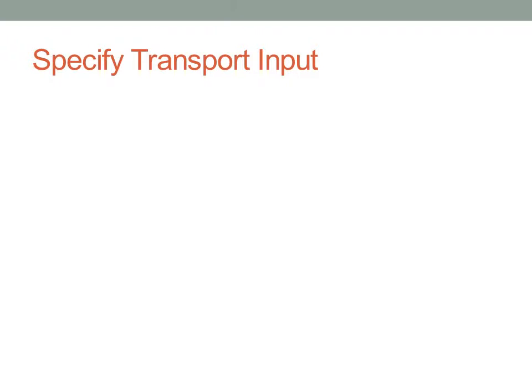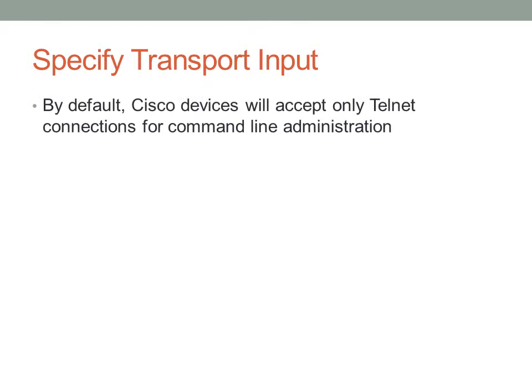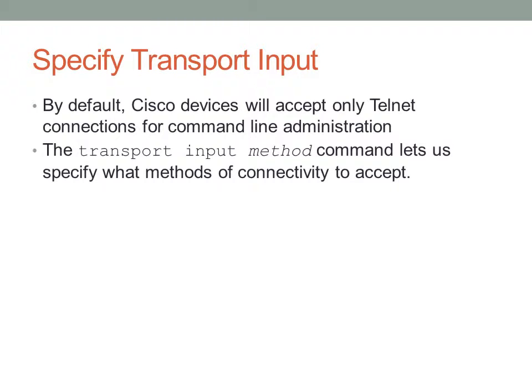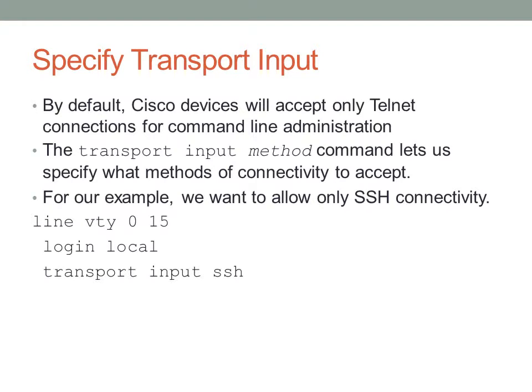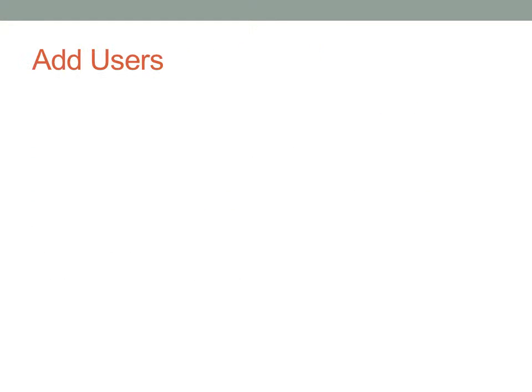Next, we need to specify that we want to use SSH as the only input type. By default, Cisco will accept only telnet connections. Again, transport input is the command that lets us specify what methods of connectivity we want to use. You can specify, if you want to, more than one transport input method. For example, if I gave the command transport input telnet ssh, it would accept both telnet and SSH connections. For our example, we only want to allow SSH, and this is the more secure method. So you see the login local that we just entered. We'll also want to specify transport input ssh.